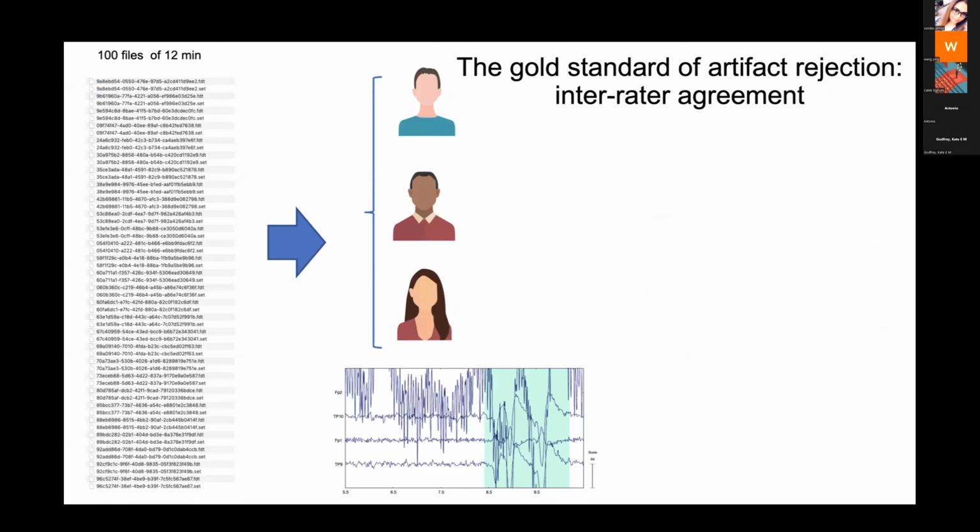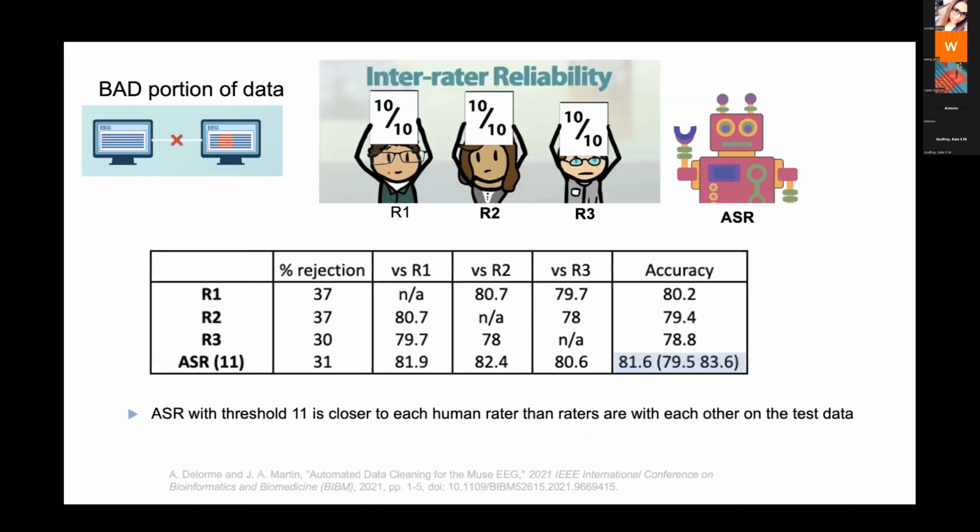This is what I call the gold standard. I'm going to skip over that. The gold standard is to use humans to do rejection. And we've compared humans with machine, meaning ASR, artifact subspace reconstruction, and found that it can do as well as humans. So I invite you to look at this paper.